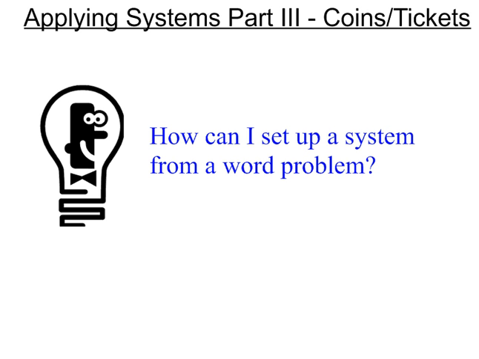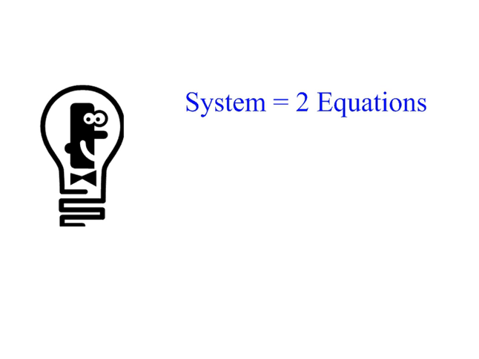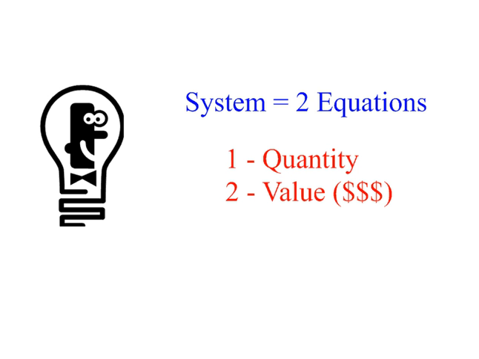Okay, today we're going to look at applying systems, and we're going to look at it from the point of view of doing a coin problem or a ticket problem. So, first you want to know how you can set up a system from a word problem. You have to remember that the system is two equations. In the two equations, one of the equations is going to be about the quantity.